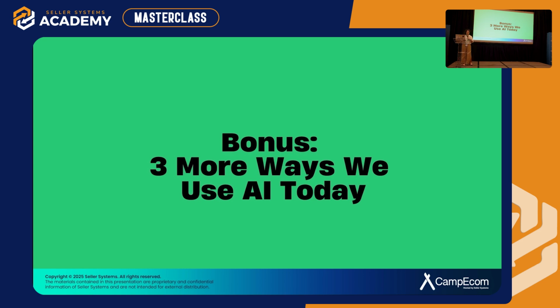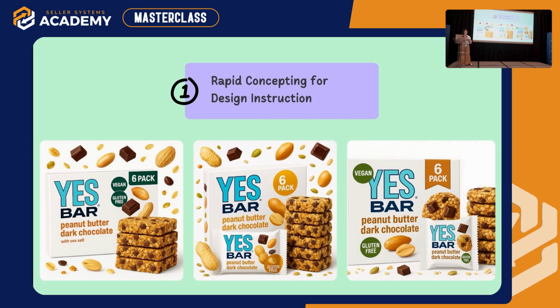Okay, so here's how we're disrupting, and then we're gonna get into activities. So 3 ways that we're disrupting with AI today. We're disrupting ourselves. So 1, we're doing rapid concepting in ChatGPT or with a tool that I'm gonna share with you to come up with quick concepts that we can hand off to our designers. We actually just put something very similar to this live for YesBar a couple weeks ago.